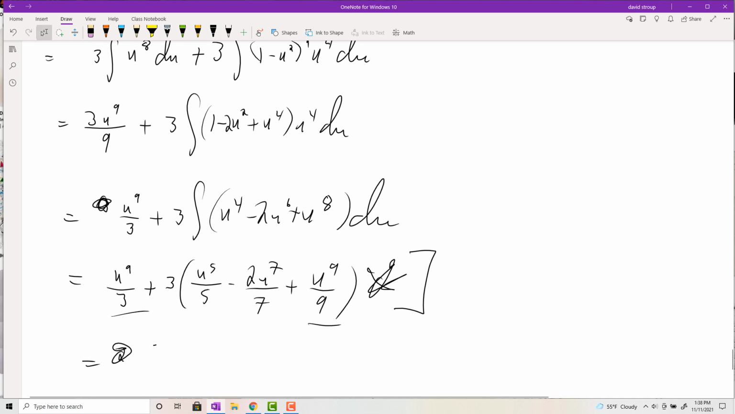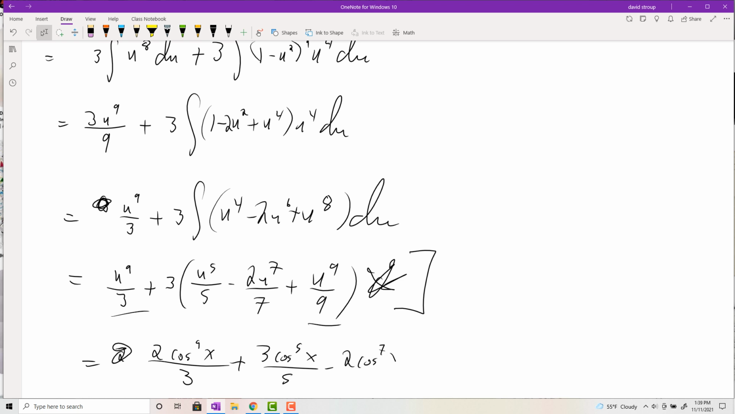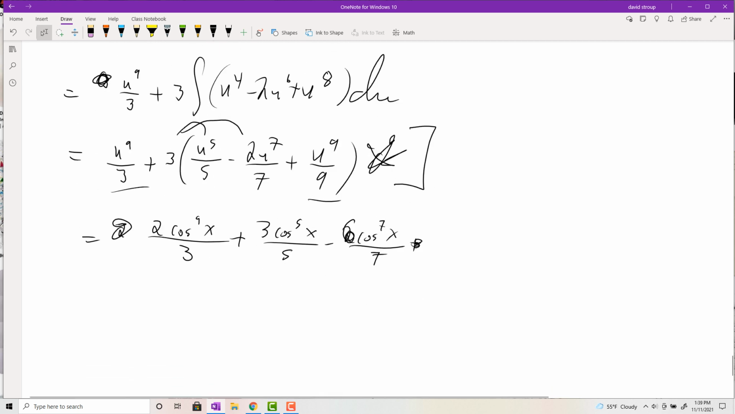Okay, so you get 2 cosine to the 9th power x all over 3 plus 3 cosine to the 5th power x all over 5 minus 2 cosine to the 7th power x all over 7 plus, well, that was it, right? Did I get my 3 distributed? 3 on to this one. I missed the second one, so it'd be minus 6 cosine of the 7th, and then the last one I combined already with the first term.